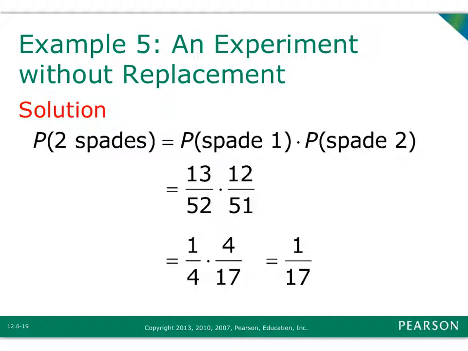Now we want the probability of two spades. Well, that's equal to the probability of the first spade being selected times the probability of the second spade being selected, given that the first card was a spade. That is 13 divided by 52 times 12 divided by 51. This equals 1/4 times 4 over 17, which in this case equals 1 over 17.